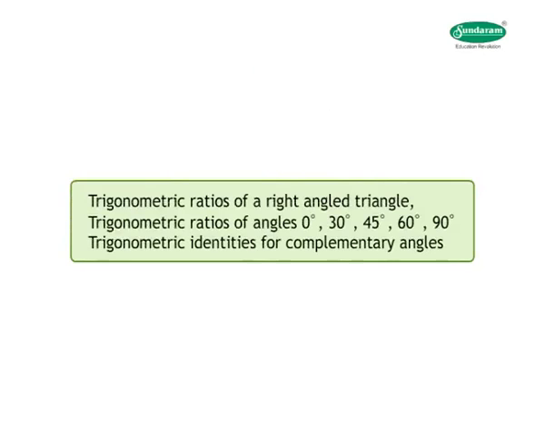We have studied trigonometric ratios of a right-angled triangle, trigonometric ratios of angles 0 degrees, 30 degrees, 45 degrees, 60 degrees, 90 degrees, and trigonometric identities for complementary angles. Let us revise what we have already learned. Let's start with trigonometric ratios.